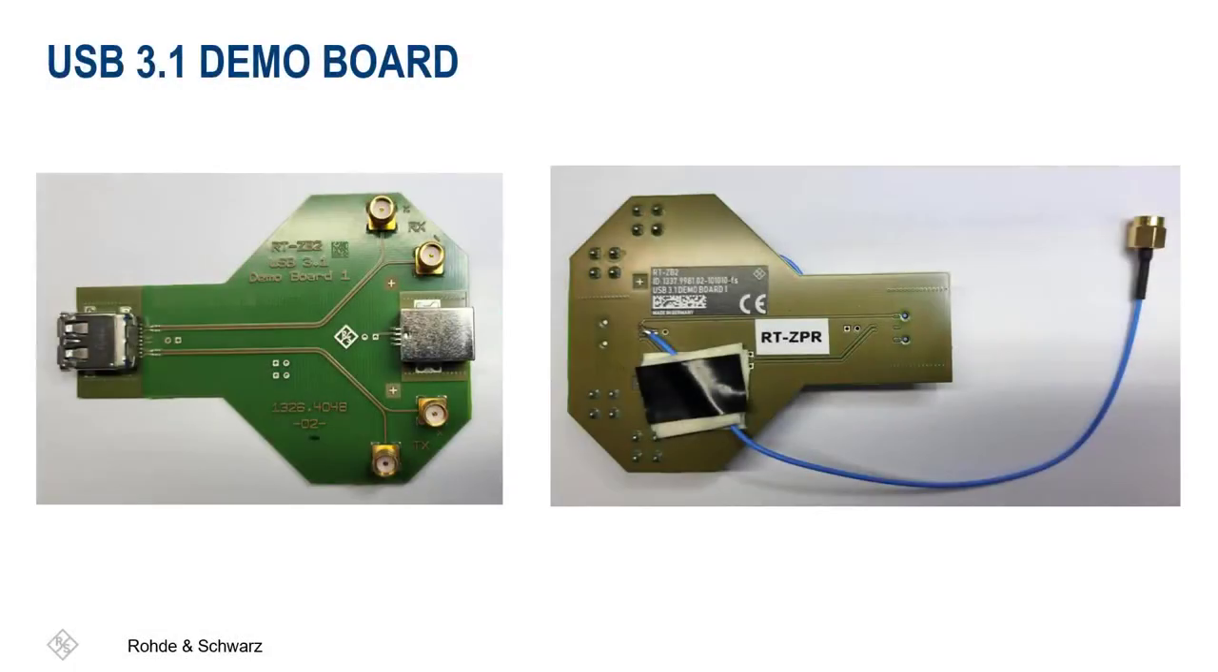In this measurement, I'm using our RTZP2 demo board, which allows me to measure data signal and power rail from a USB 3.2 Generation 1 memory stick. In this setup, the USB memory stick is connected to the Type A connector at the left-hand side of the test fixture. The board is powered by connecting a USB cable to the Type B connector at the right-hand side.